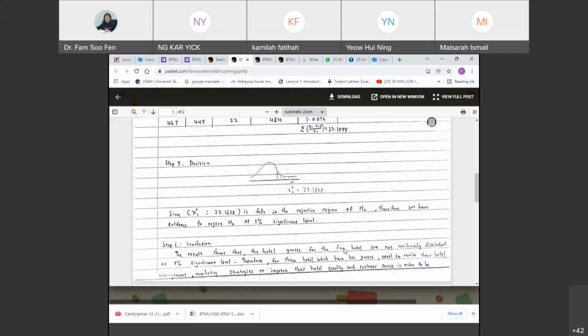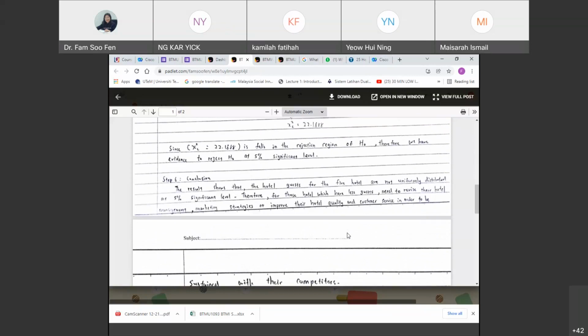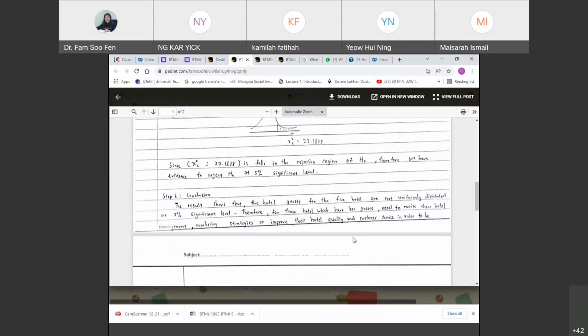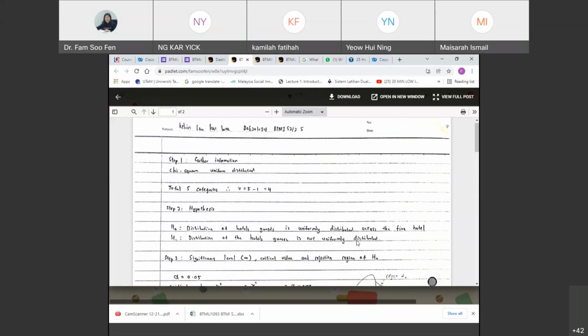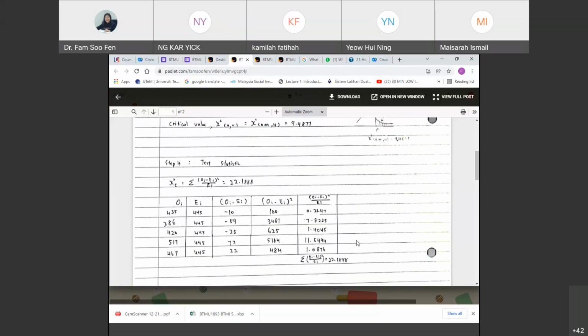Since the statistic is in the rejection region of H0, therefore we have evidence to reject H0. Okay, good. The results show that the hotel guests for the 5 hotels are not uniformly distributed at 5%. Therefore, those hotels which have fewer guests need to revise their strategy. You got the recommendation, you got the advice. So like this, just have a glance. I think Kelvin deserves to get 20/20.